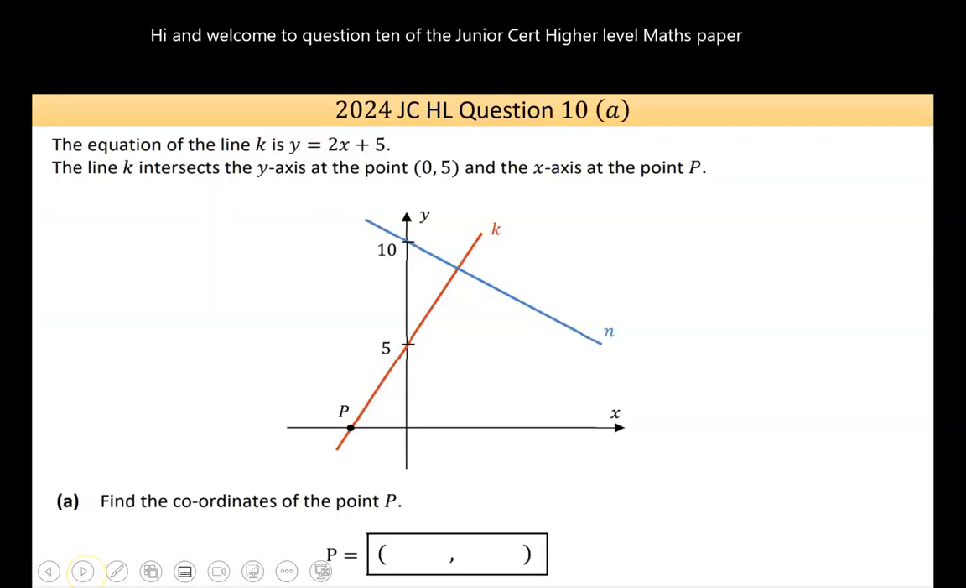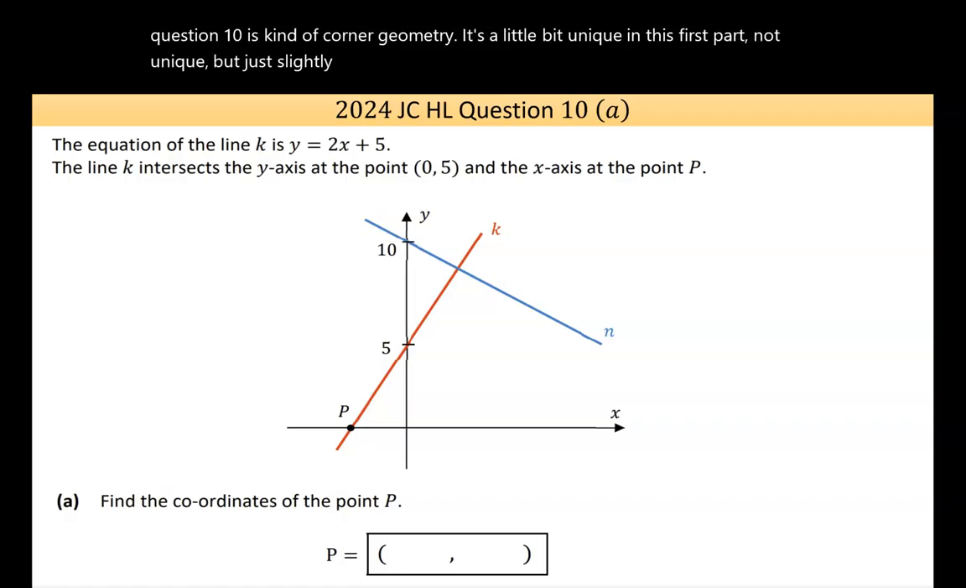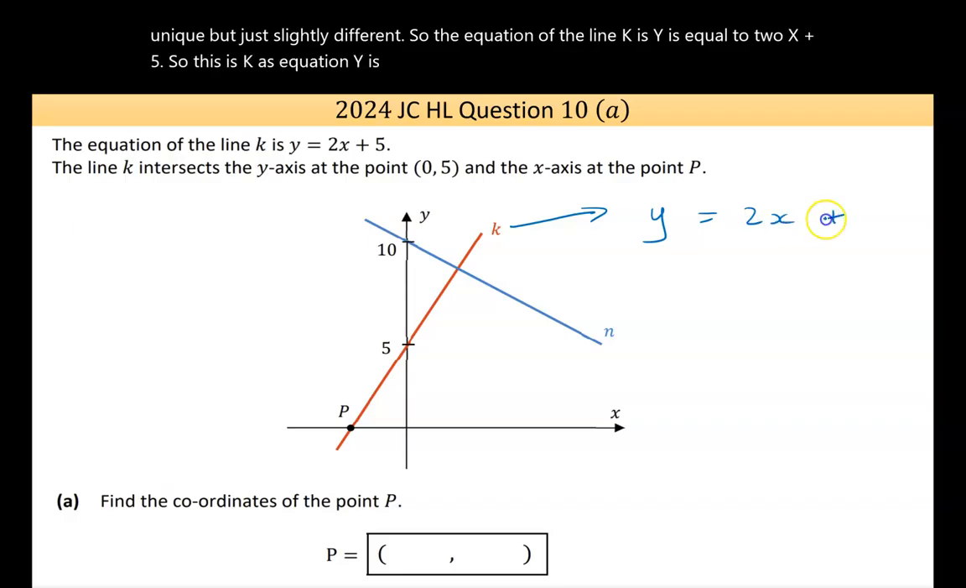So question 10 is kind of coordinate geometry. It's a little bit unique in this first part. Not unique, but just slightly different. So the equation of the line k is y is equal to 2x plus 5. So this is k. That's got the equation y is equal to 2x plus 5.